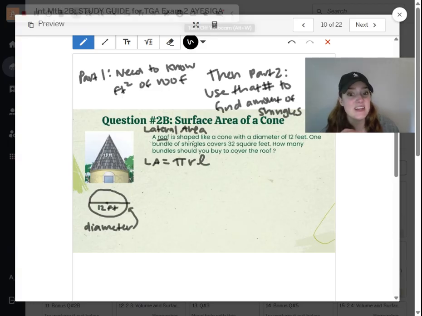Pi times the radius times the L, it's supposed to mean slant height. And they do give us that slant height of 13 feet. We're not given the radius, we're given the diameter, but we know that the radius is just half of that. So radius is equal to 6. And then we'll go ahead and plug that in.